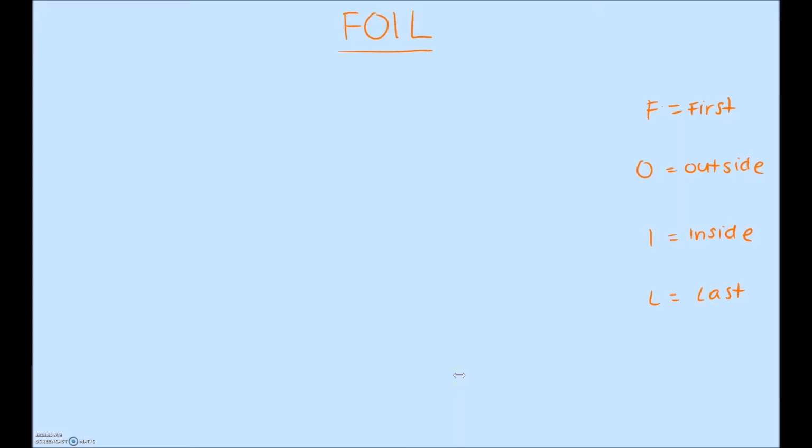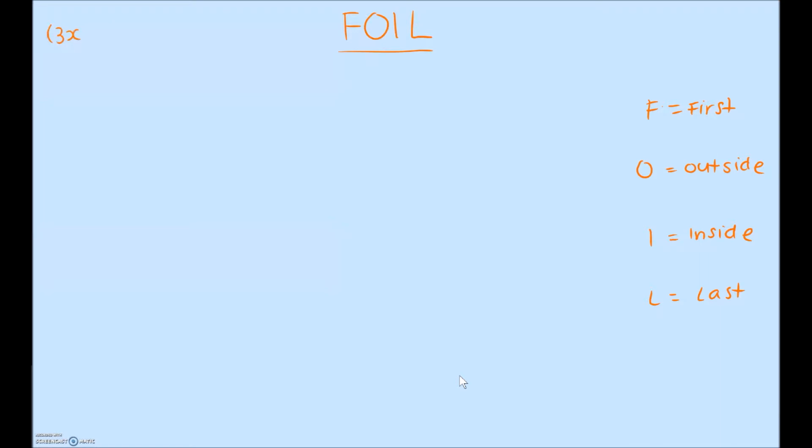Today, we will be looking at the FOIL method and the reverse operation to this, which is known as factoring trinomials. The FOIL method is a relatively simple algebraic process used to multiply binomials, with binomials being an algebraic expression involving two terms.